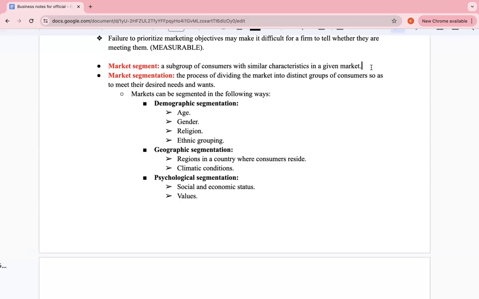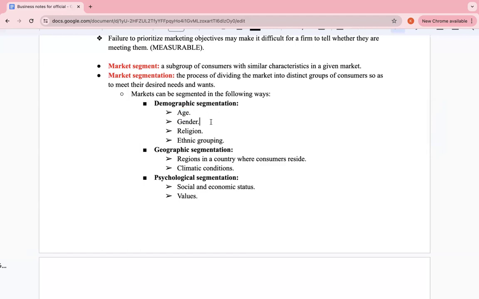Okay, so we have different types of market segmentation. We have demographic segmentation, which is based on age, gender, religion, ethnic grouping. So like I said, for example, you have age, for example, teenage girls, like I talked about, you have gender. So for example, you have sanitary products for women, so this is just for females, not for males.